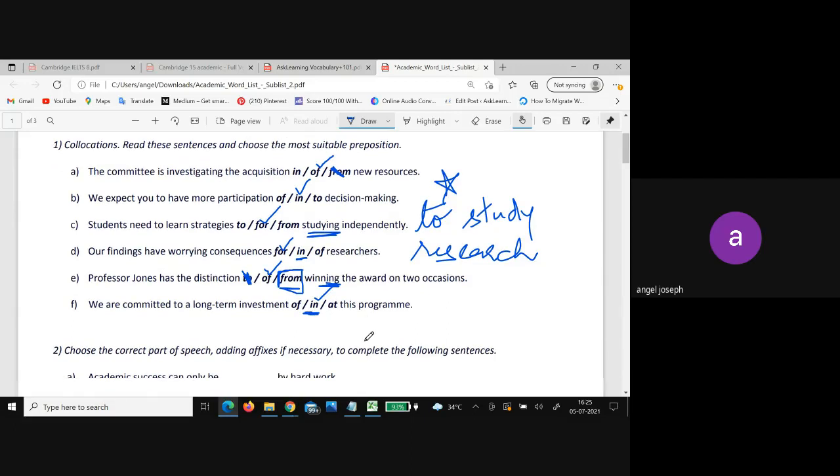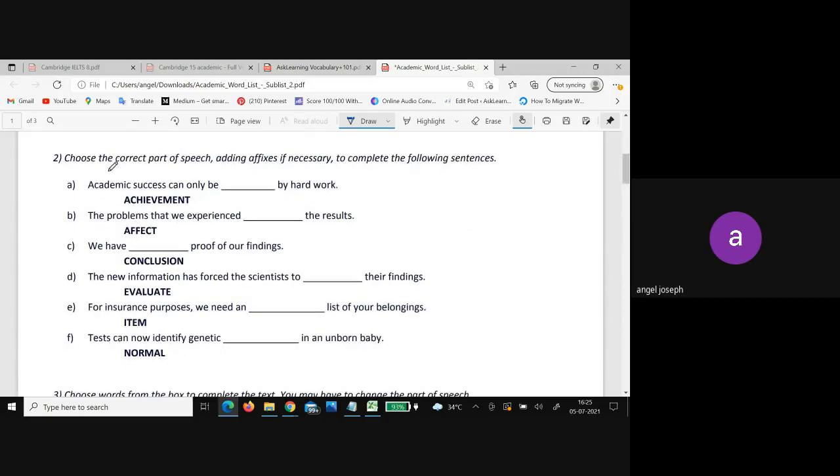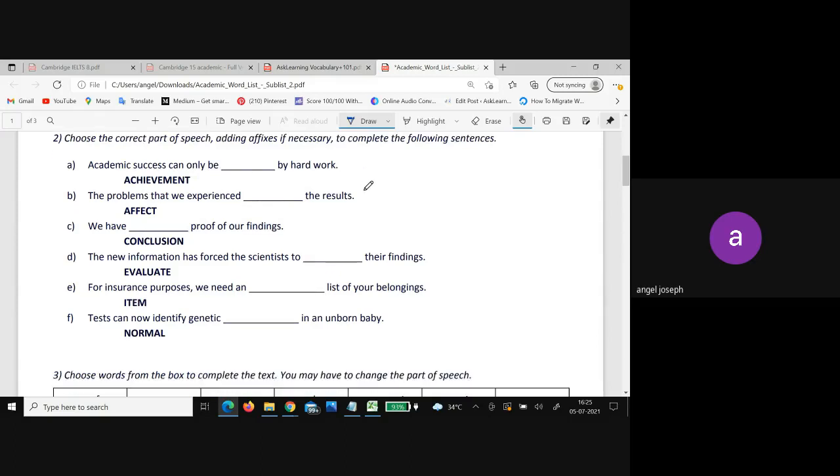So let's go ahead and identify the next part. Choose the correct part of speech, adding affixes if necessary, to complete the following. Academic success can only be another form of achievement. Academic success can only be achieved by hard work. Good. So if you want, I'm just writing it here: it is achieved. The problems that we experienced, the results.